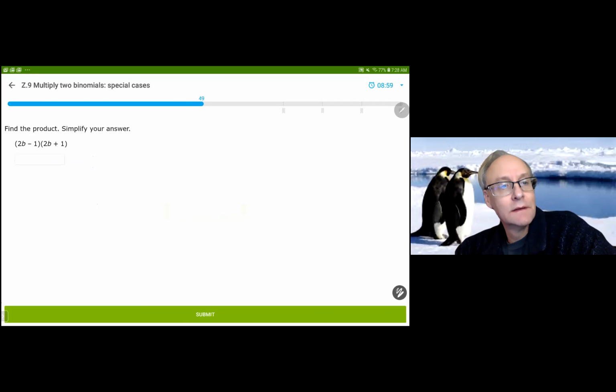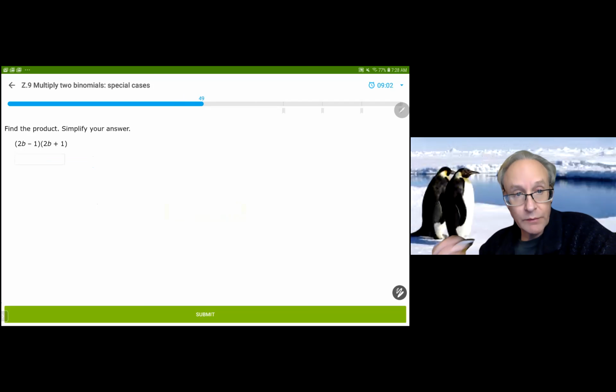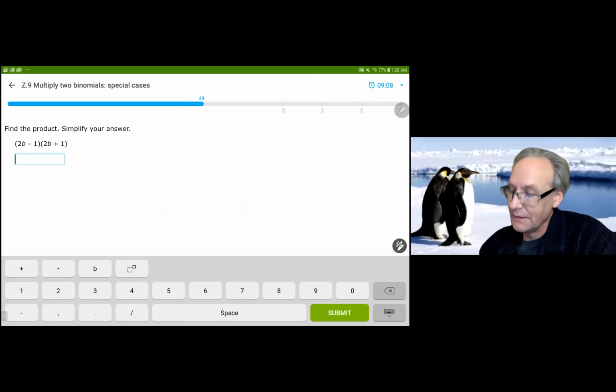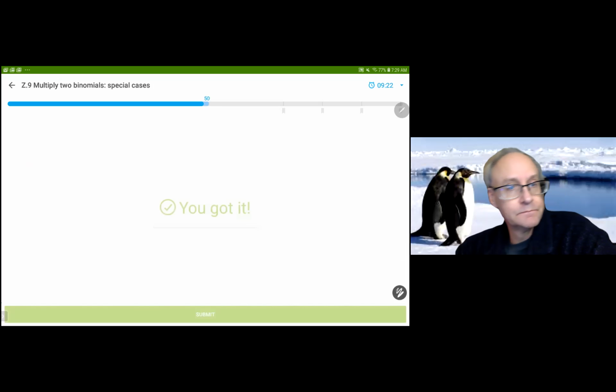Okay. This is going to be 4b squared minus 1. We're just going to take a minus b times a plus b. I know the b's are in front this time, but anyway. 4b squared minus 1. 1 squared is 1, isn't it? So be careful.